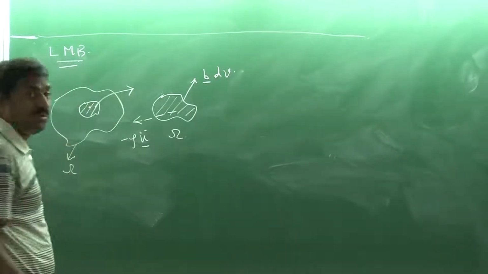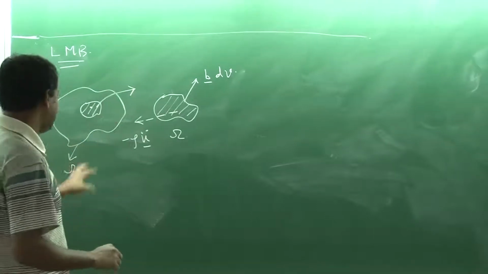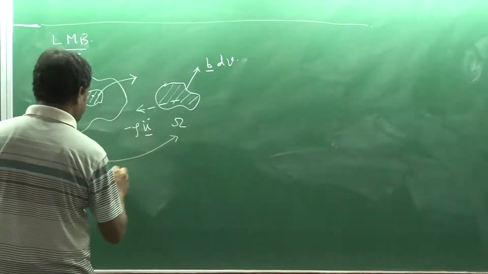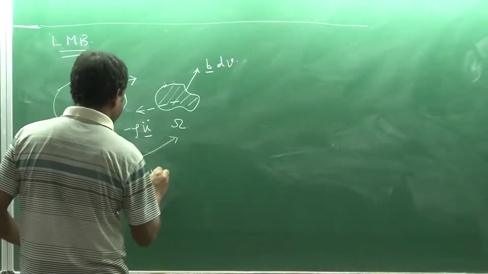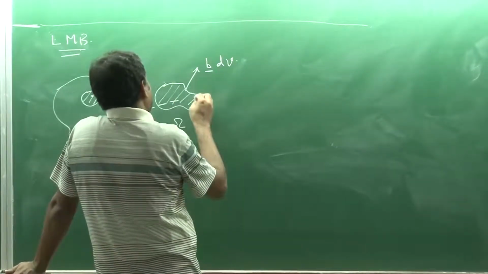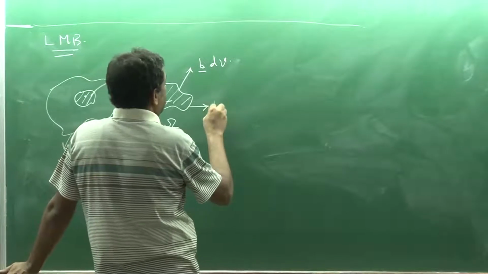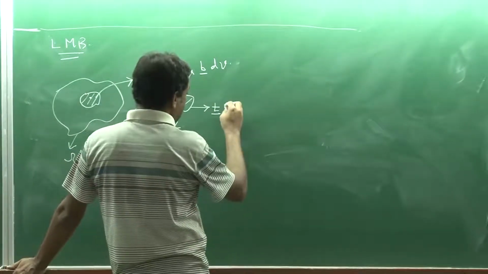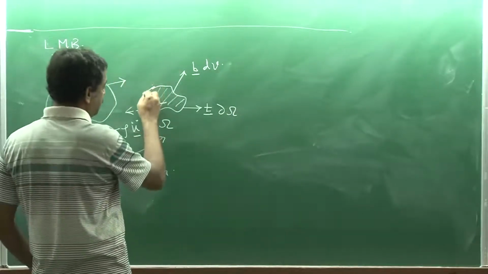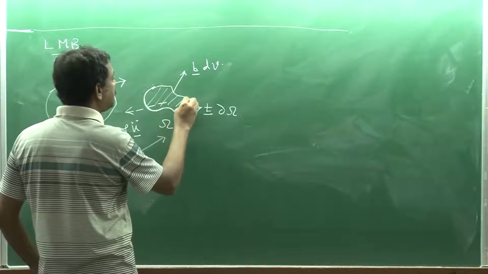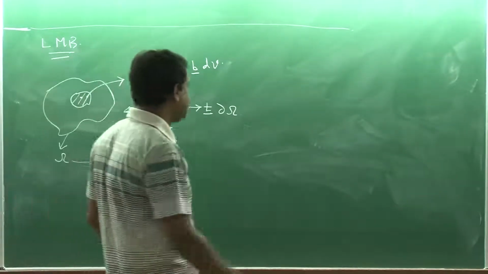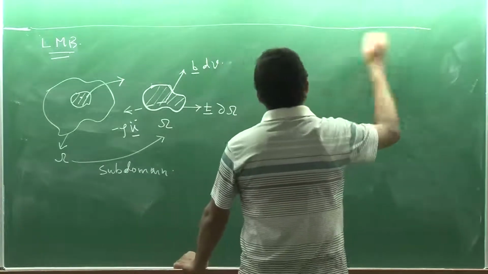Let us first consider with respect to the deformed configuration. So I am considering omega, that is deformed, and we are considering a subdomain here. And then what is the other force? The traction vector. So the traction vector on the surface is t bar, and del omega is the surface. So traction is acting along the surface, but body force along the body.